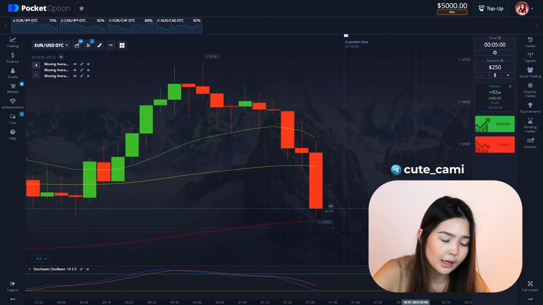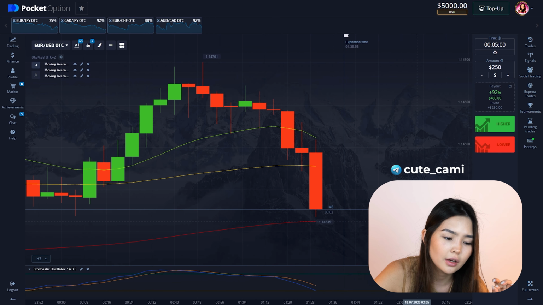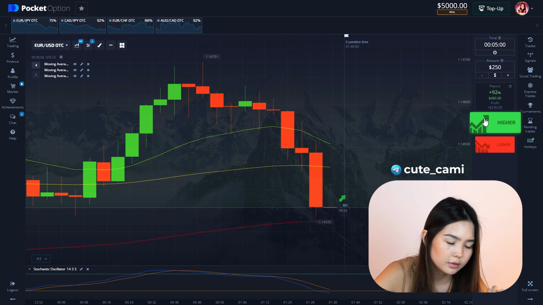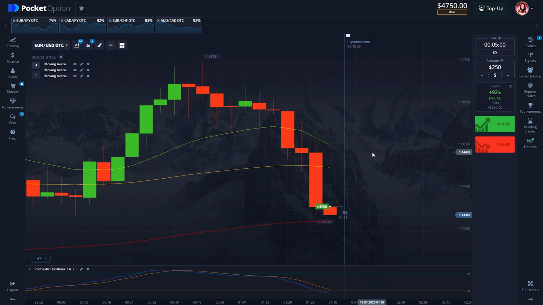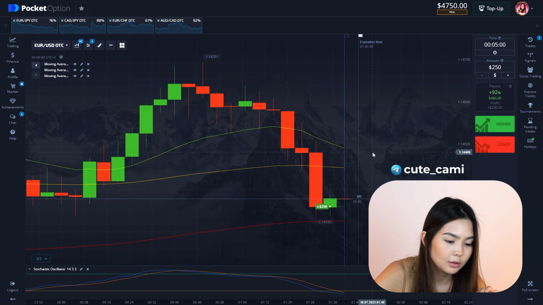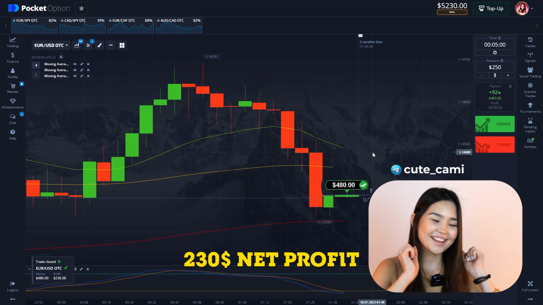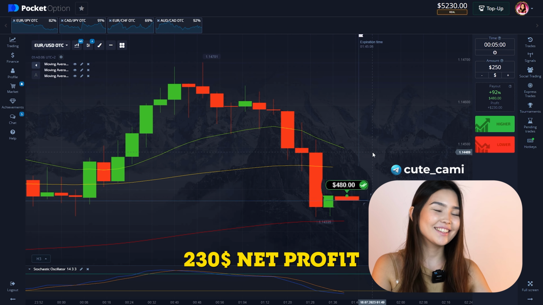I'm a little bit late, but the candle almost touched the red moving average. So I'm opening up a trade. Not confident, but looks like a win. Yeah, it's been nice! $230 is good.